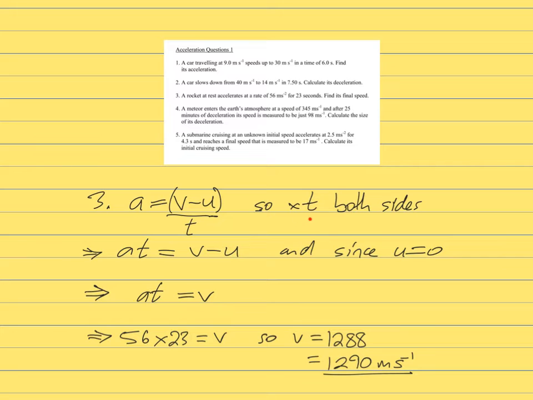So we multiply both sides of the equation by t. We get a times t equals v minus u. And since u equals 0, that u just disappears, leaving us with a times t equals v, the final speed. So we substitute numbers in. The acceleration was 56 and the time was 23 seconds. So that gives us a total of 1288, and we should round that to 3 figures at most, so that's 1290, and don't forget the unit, meters per second.